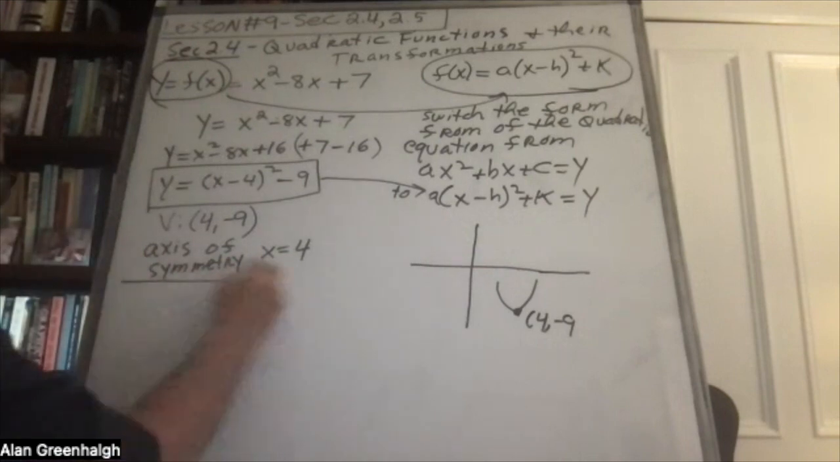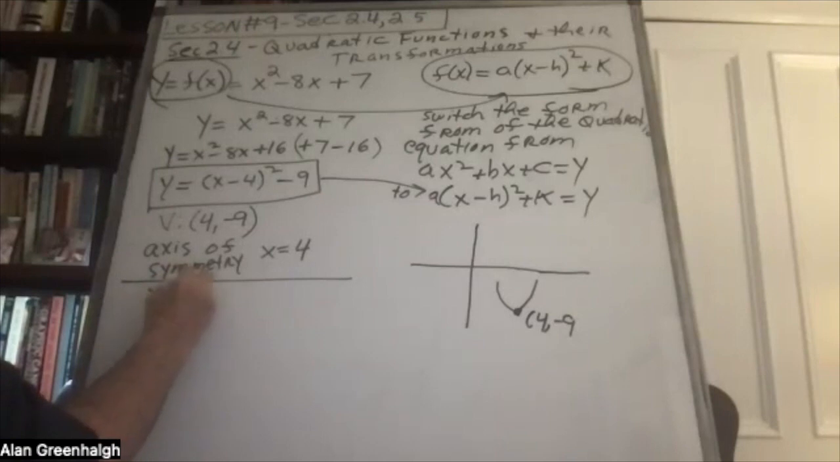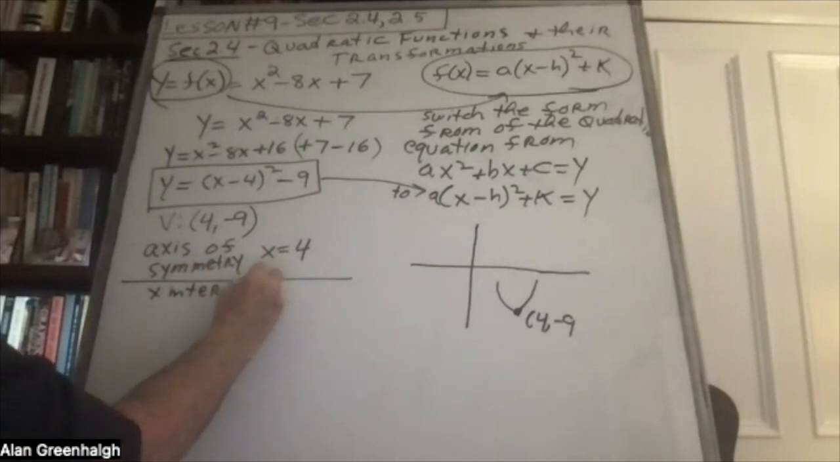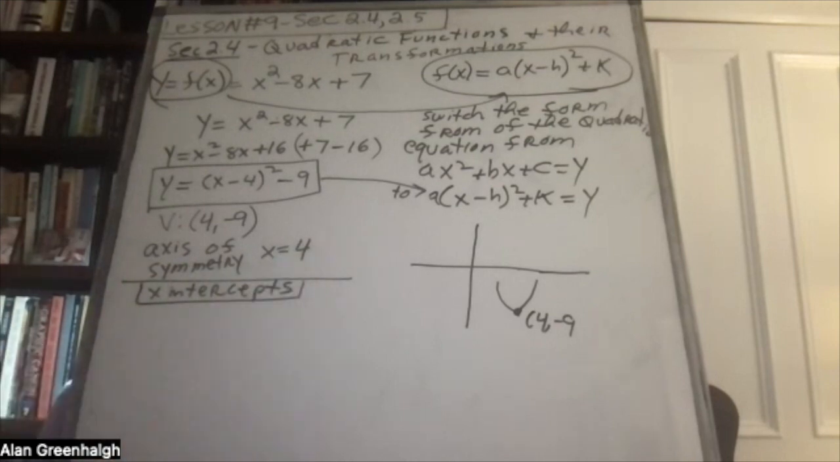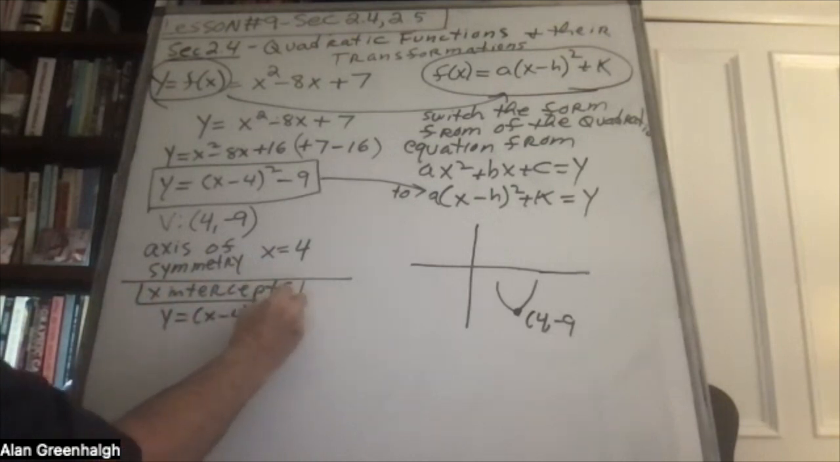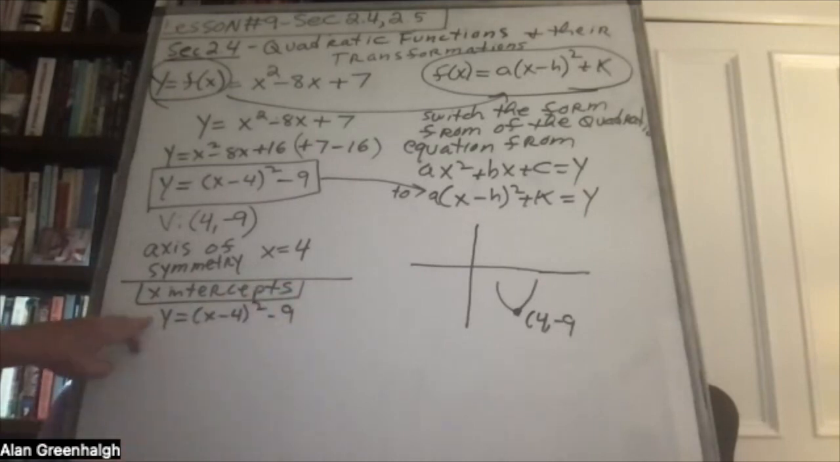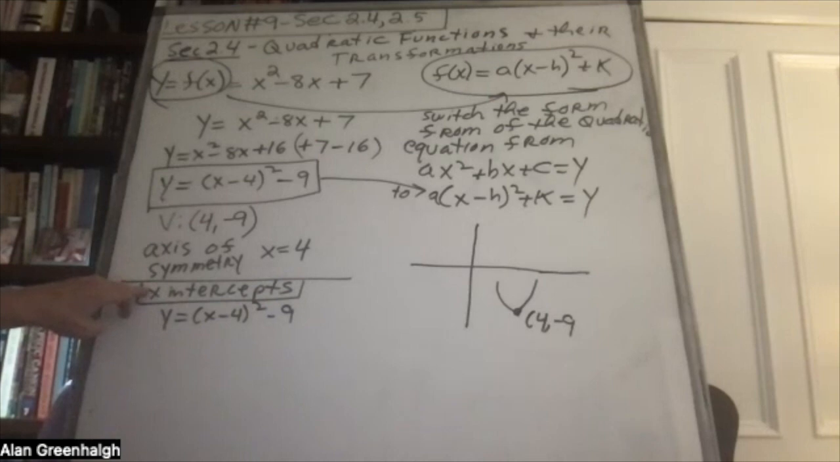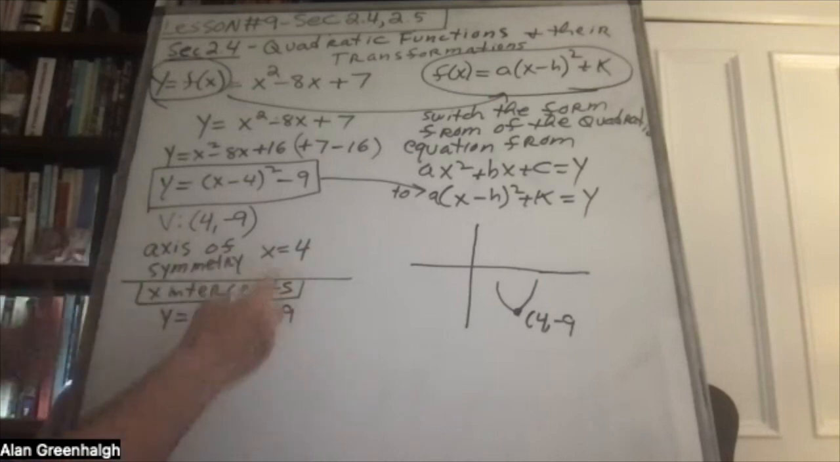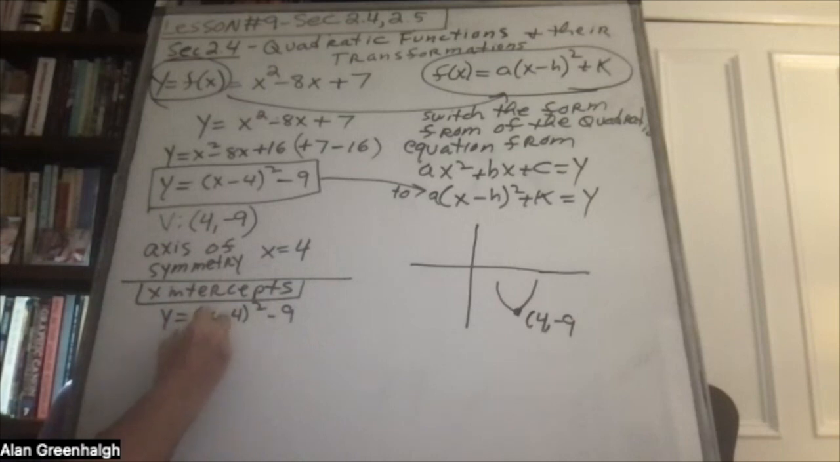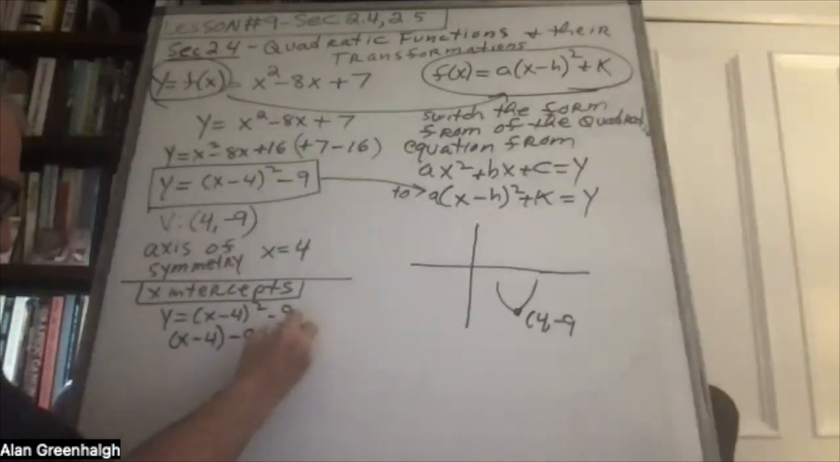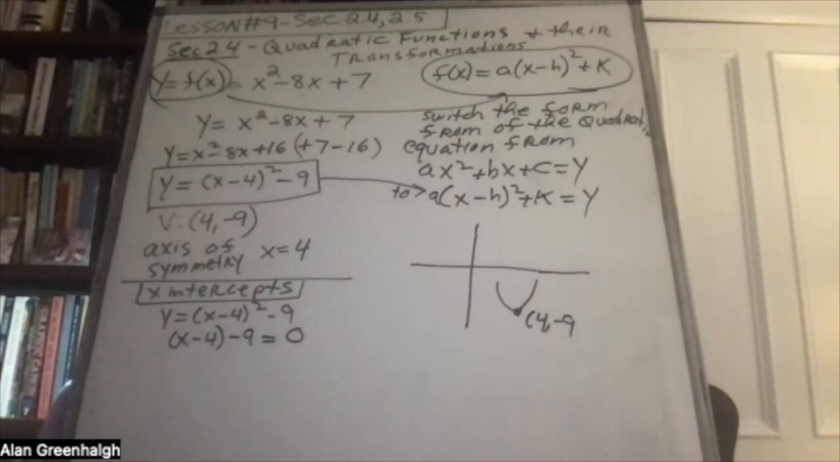But now we need to find the x-intercepts. Okay, so let's take the original: y equals x minus 4 squared minus 9. And let's let y equal 0. The x-intercept is the value of x when y is 0. And turn it around. I hate when it looks like that. I just can't. You could do it. I could probably do it, but I'd rather keep it comfortable. Okay, so x minus 4 squared.